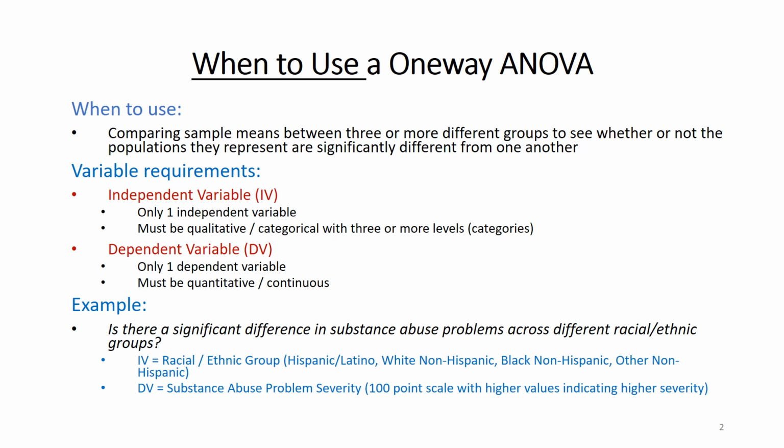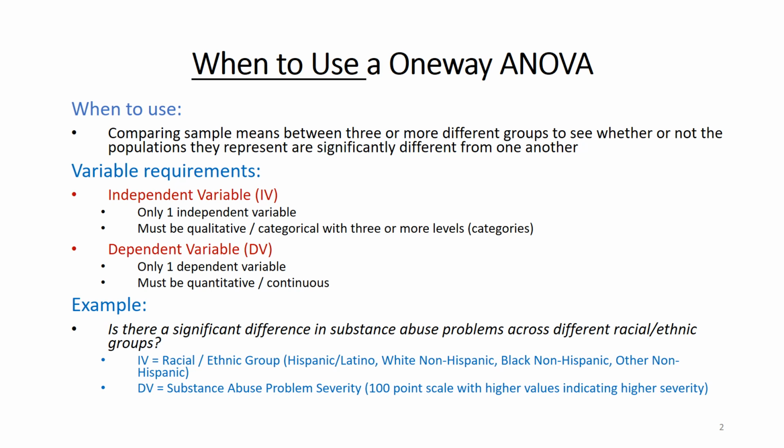So we can see how this fits the requirements of the one-way ANOVA. When we look at the independent variable, the factor, right? The factor is racial or ethnic group. Let's check to make sure it's categorical with three or more levels. Well, sure enough, our racial ethnic group factor is broken down into Hispanic, white, black, and other. So we have 4 levels to the factor racial ethnic group. So that fits the requirements for the independent variable or the factor.